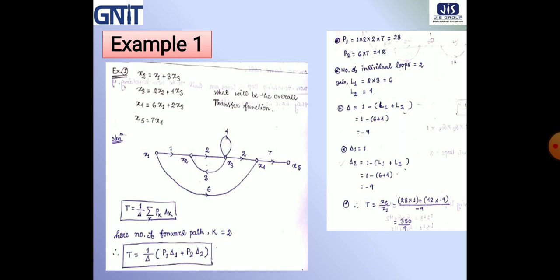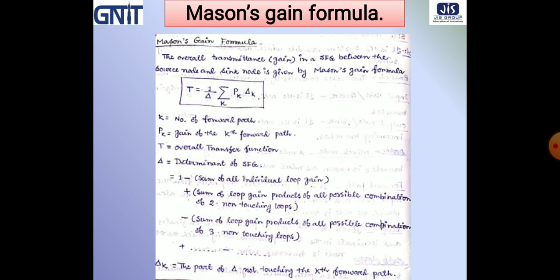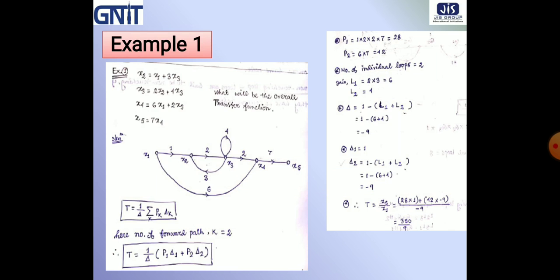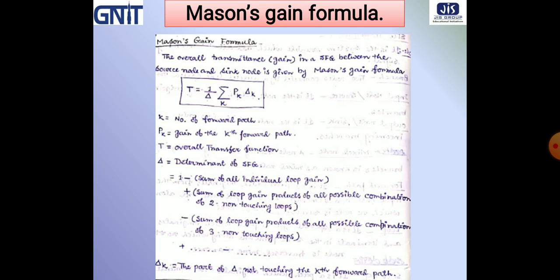So in our figure 2 loops are present. This is one loop and this is one loop, and these 2 loops are connected through x3. So there is a common node, so these 2 loops are touching. So these terms will be 0 for example 1. After calculation, delta will be minus 9. And next we have to calculate delta k, the part of delta not touching the kth forward path.